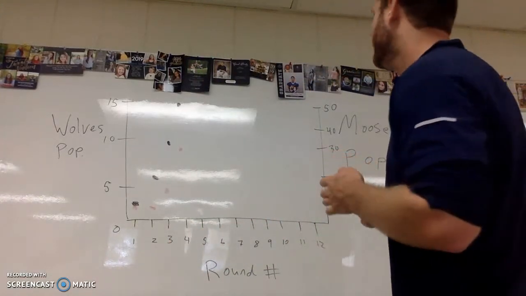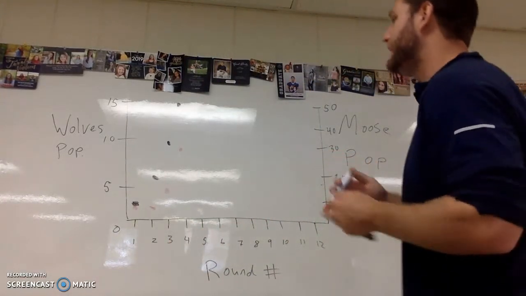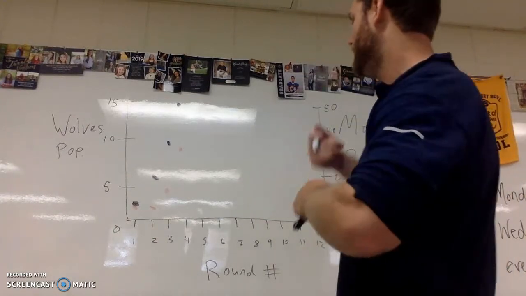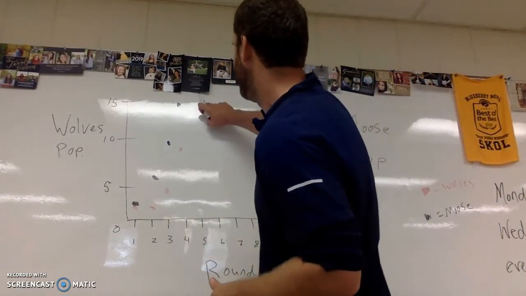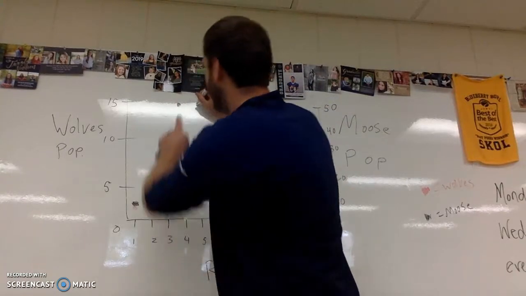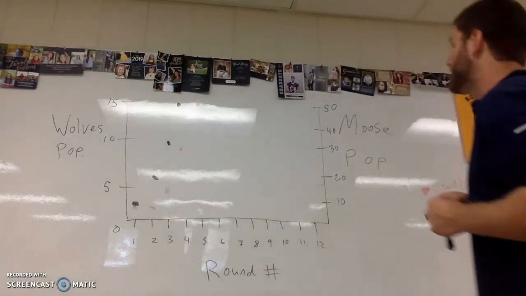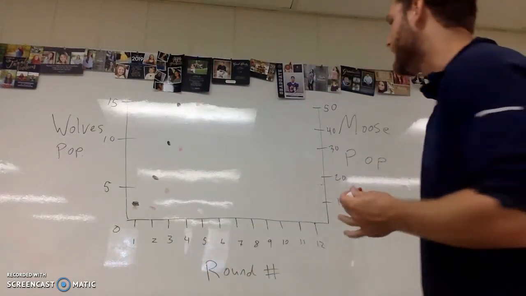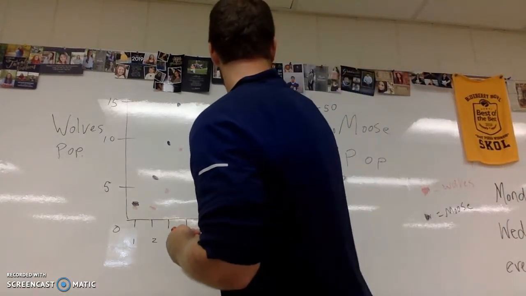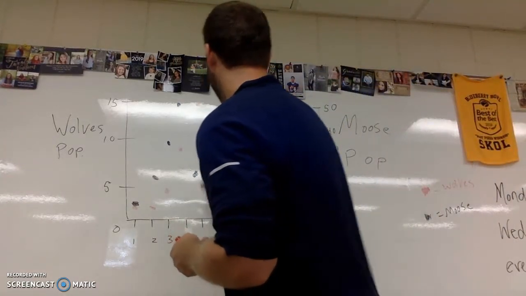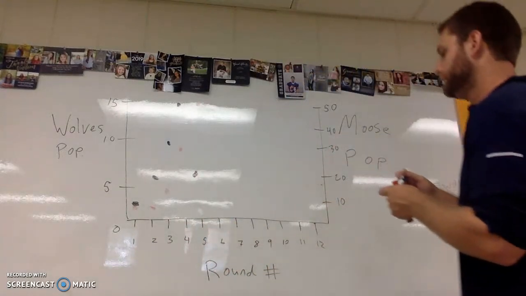Okay, in round 5, say wolves go up to 14. So in round 5, we're going to go all the way up to 14, which will be up here for the wolves. But the moose plummeted down to 20. Okay, so now we have round 5, we have the moose. That would be about here, right? Go up, go straight over.